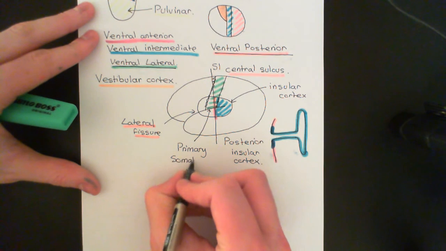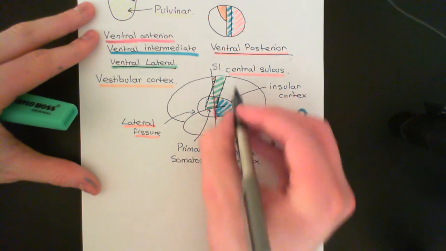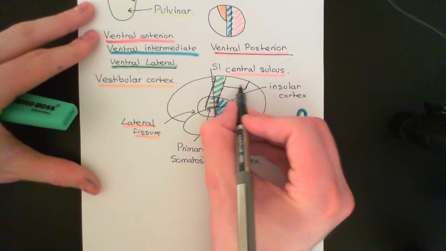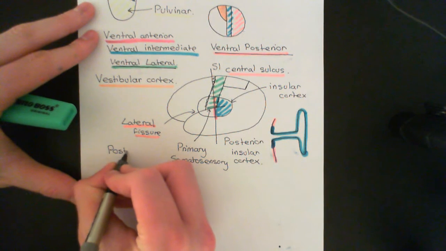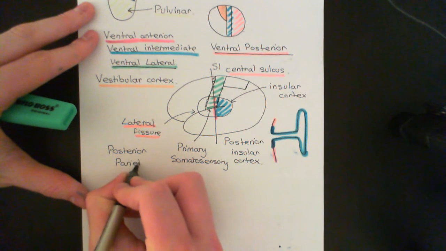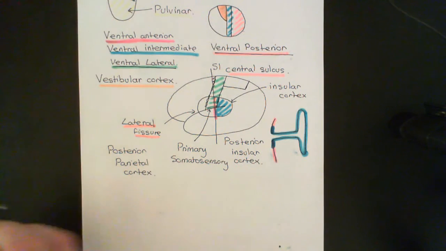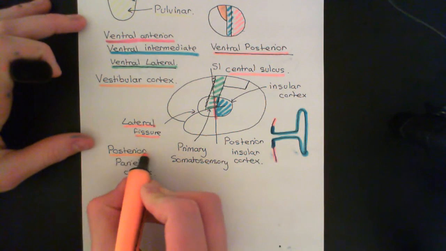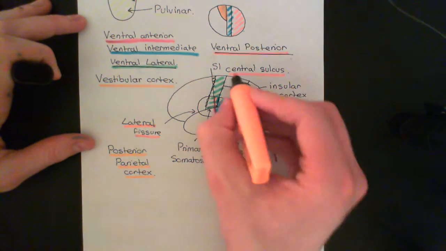So this is the primary somatosensory cortex, and that will process some of this sensory information, but then there is a portion of cortex behind the primary somatosensory cortex here, which is part of the parietal cortex and is known as the posterior parietal cortex. So this region is called the posterior parietal cortex, and this is a really important piece of cortex. This is the portion of cortex that is responsible for us building up a three-dimensional image of the world.